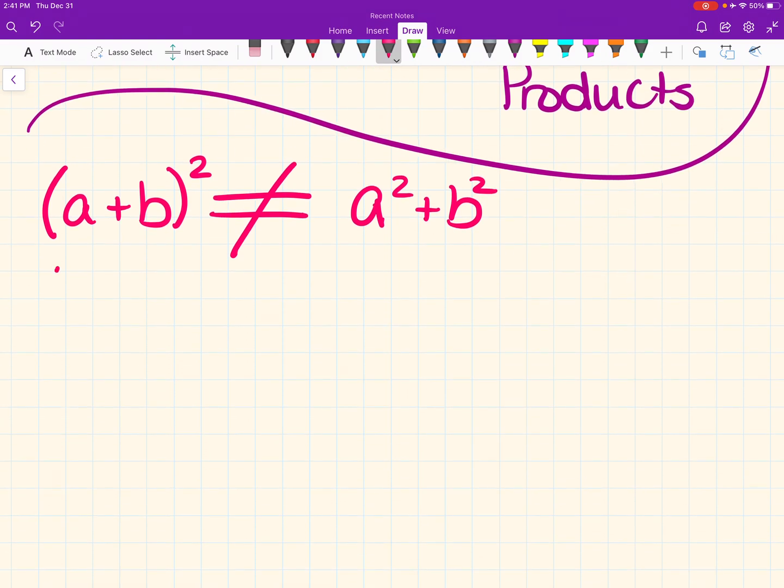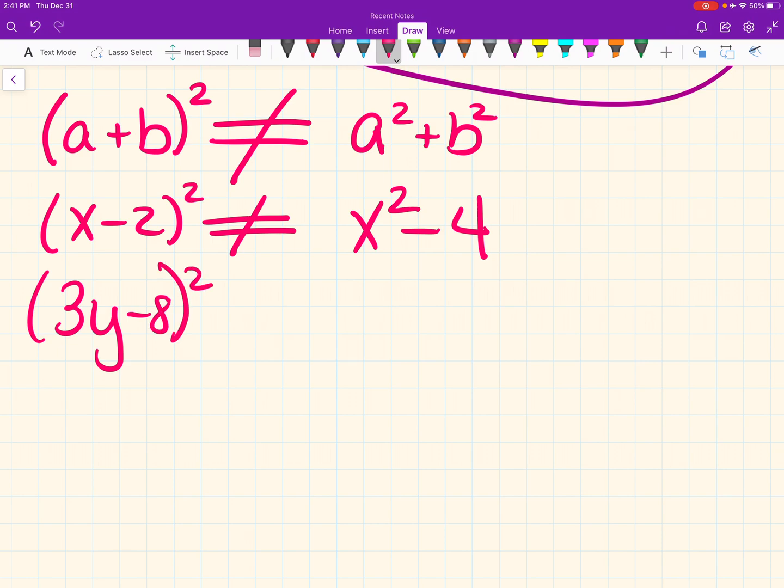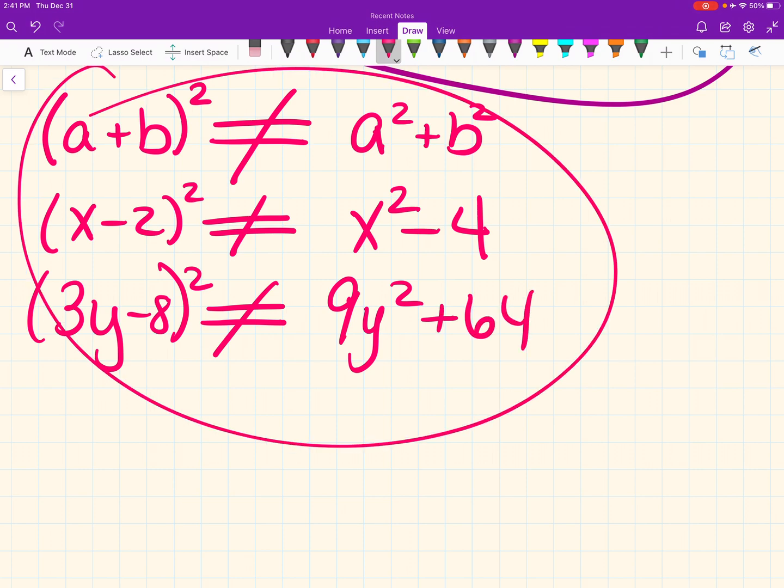Same thing for this. X minus 2 squared does not equal x squared minus 4. And one more not example. 3y minus 8 squared does not equal 9y squared plus 64. This is a mess. This just doesn't mean anything. This will get you all your points taken away every single time. Okay, so don't do this. I can't stress this enough. That's really what this whole lesson is about.